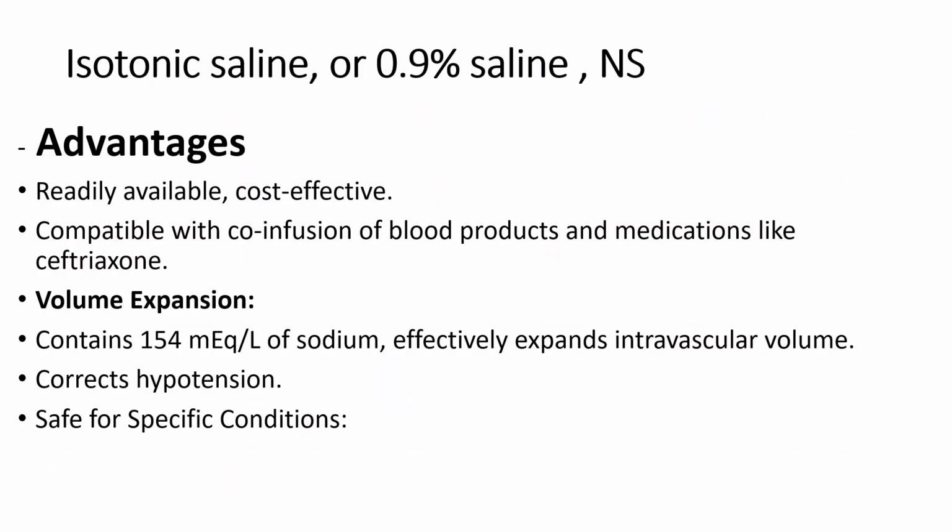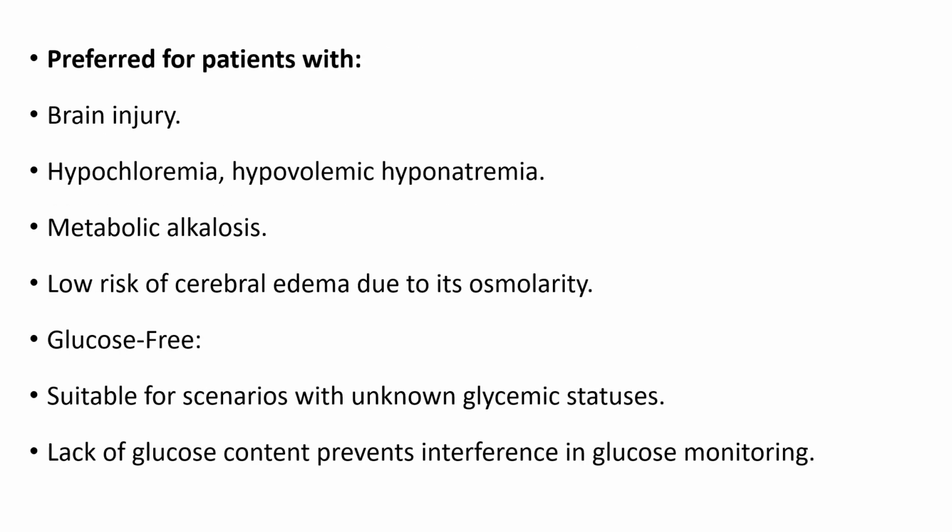First, what we are talking about is isotonic saline, that is 0.9% NS. It is readily available, cost effective, and it is compatible with co-transfusion of blood products and medications like ceftriaxone. Volume expansion: it contains 154 mmol of sodium. It effectively expands the intravascular volume, corrects hypotension, and is safer for specific conditions. That is, if we have a brain injury, it is preferred because it has a low risk of cerebral edema due to osmolarity.